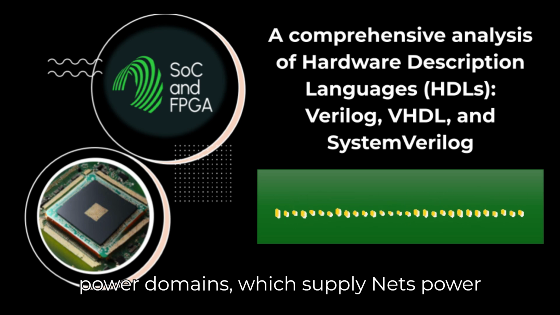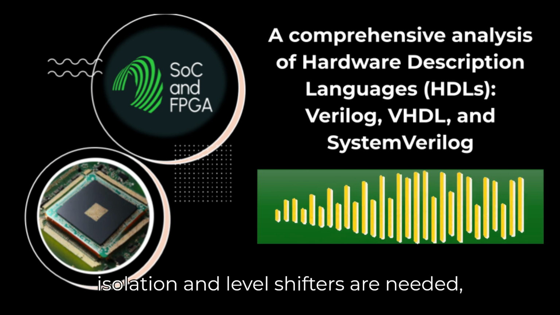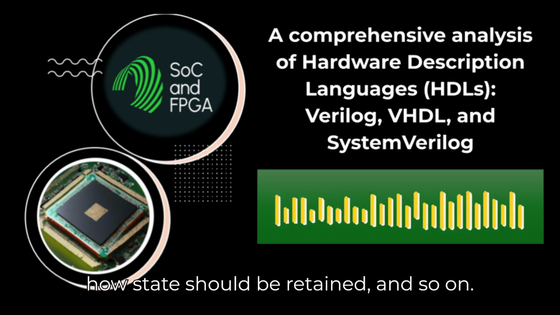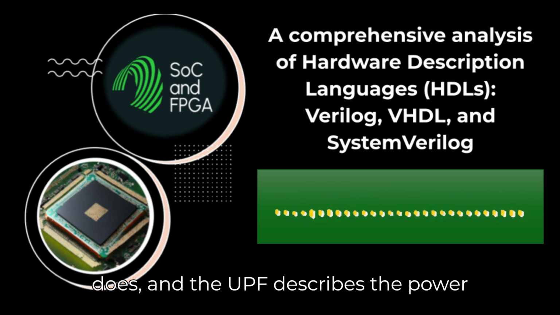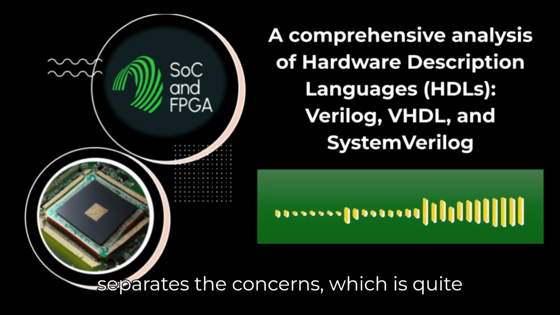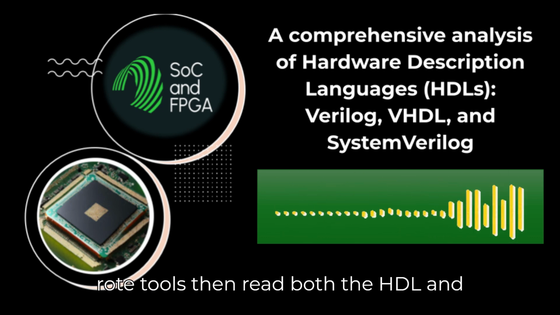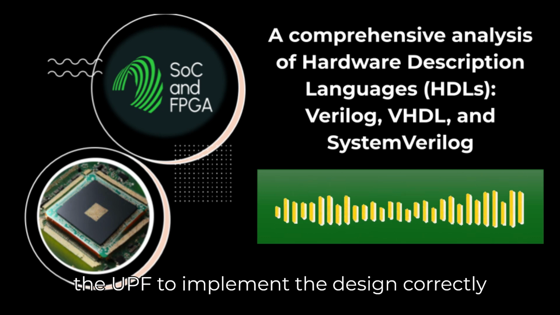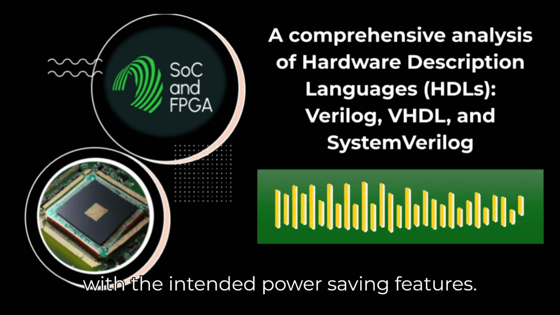It defines the power domains, which supply nets power them, where the power switches are, where isolation and level shifters are needed, how state should be retained, and so on. So the functional HDL describes what the logic does, and the UPF describes the power structure around it. Exactly. It separates the concerns, which is quite elegant. The synthesis and place and route tools then read both the HDL and the UPF to implement the design correctly with the intended power-saving features.